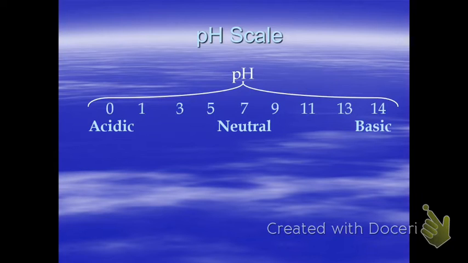I want you guys to know that there are pHs that exist below 0. There is such a thing as a negative pH. That just means a solution that is wicked acidic. And there are pHs above 14 as well. That would be something that is super basic.